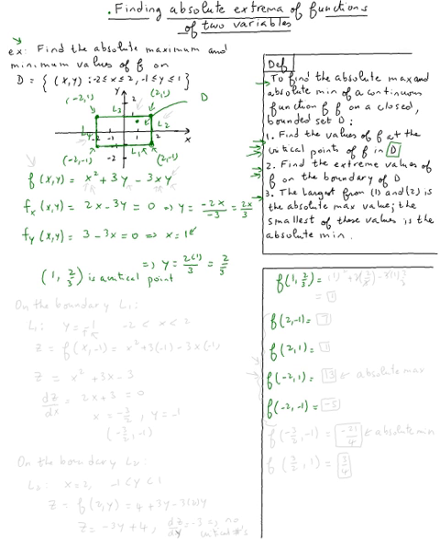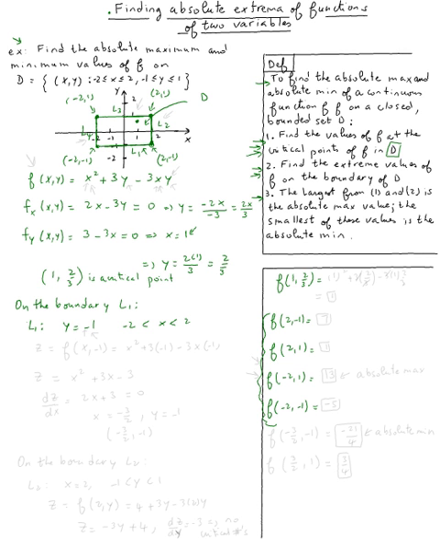Equation of L1 is y equal negative 1. So, on the boundary L1, the equation is y equal negative 1 and then x is between negative 2 and 2. I'm not including negative 2 and 2 because I already evaluated the function at the corner points, right? So now we need to evaluate the function along this boundary.